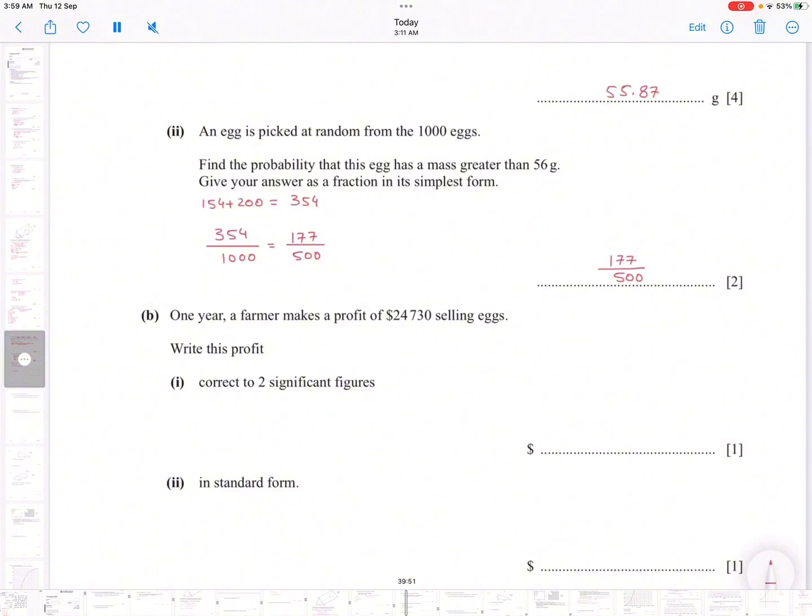In one year, a farmer makes a profit of this many dollars selling eggs. Write this profit correct to two significant figures. It is 24730. Two significant figures means up to the 4. Before writing up to 4, you check the next number. If it is 5 or more than 5, give an increase to 4. So it becomes 5. Write down 2, 5 and convert the rest of the number into zeros. So 25,000.